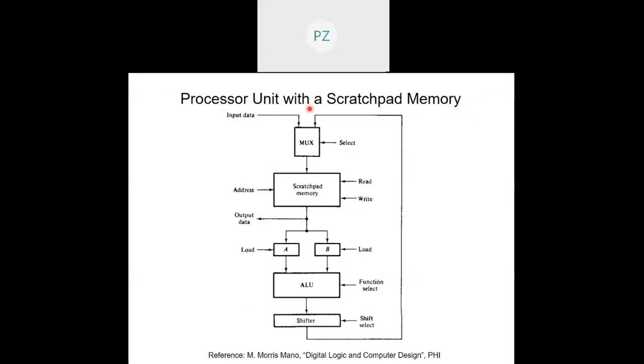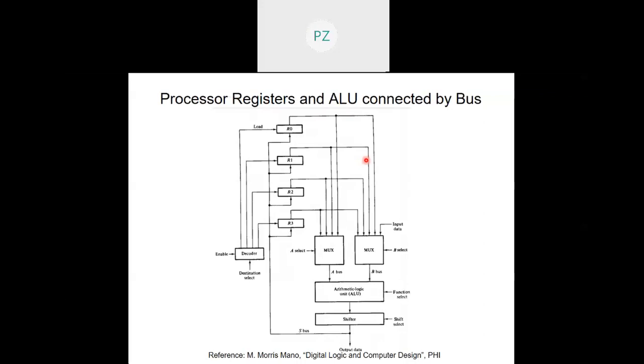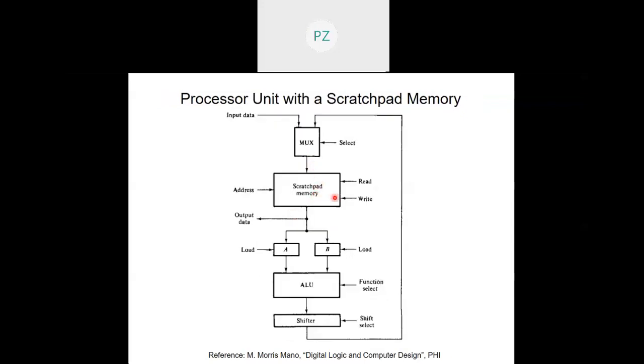Let us move next to processor unit with a scratch pad memory. This is a logical successor of the previous block diagram, because what we are doing is that register file, I am replacing it by a scratch pad memory. In the previous diagram we have seen R0, R1, R2, R3. I put all these four together and I form a memory out of it, because a memory is basically, on the functional level, a combination of several registers, right? So I'm replacing that by a scratch pad memory.